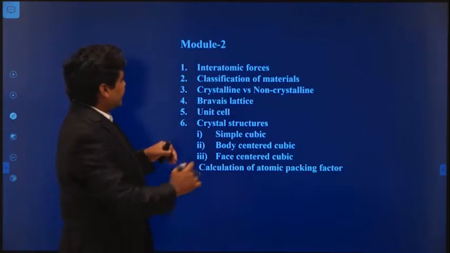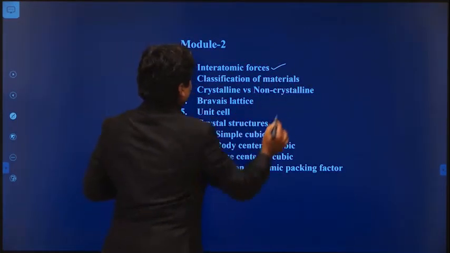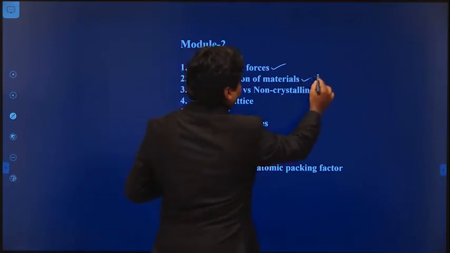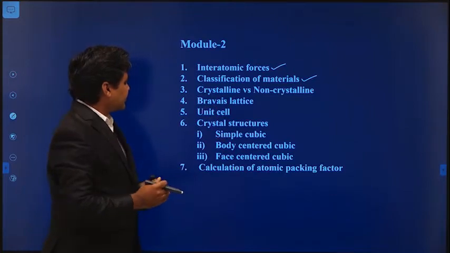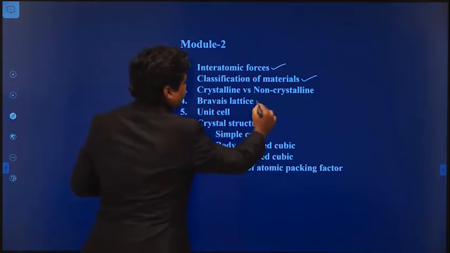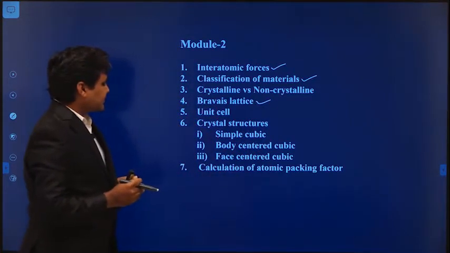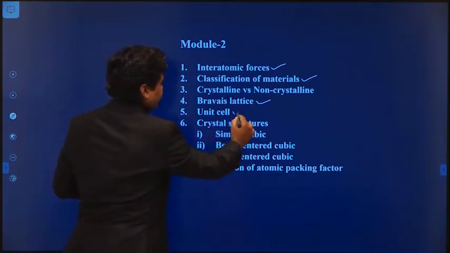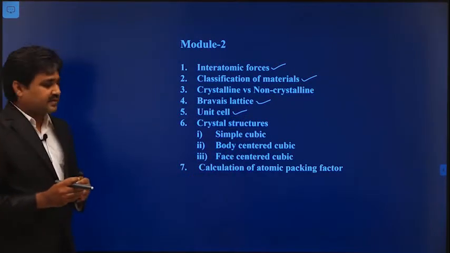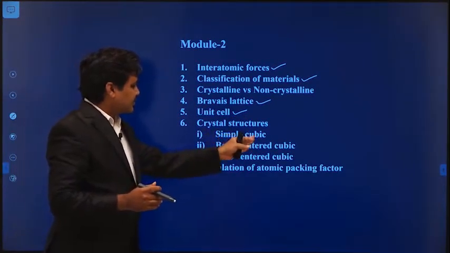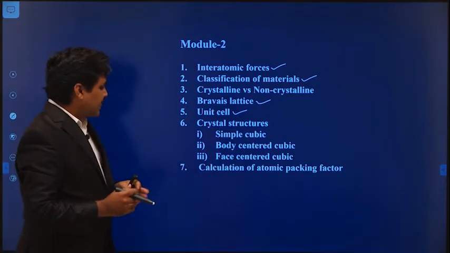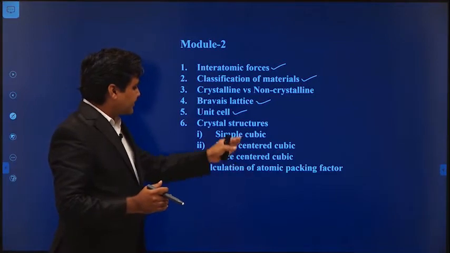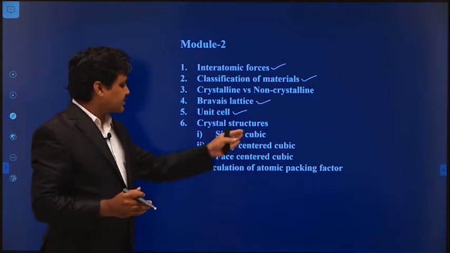So in this module we are going to discuss the interatomic forces and the classification of materials based on the arrangement of the atoms into crystalline and non-crystalline materials. Next we will discuss the Bravais lattice or the space lattice. Next we will discuss the unit cell. In this unit cell there are three types of crystal structures: the simple cubic structure, the body centered cubic structure and the face centered cubic structure. We will calculate different parameters for these different types of crystal structures.